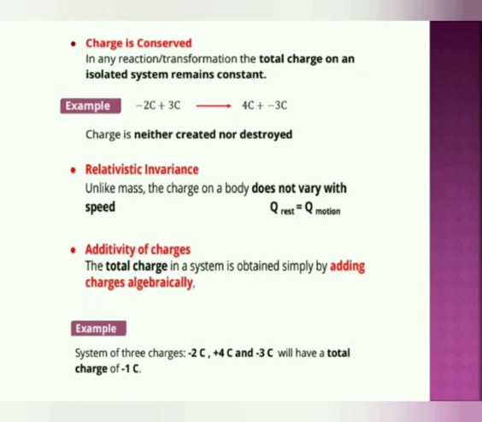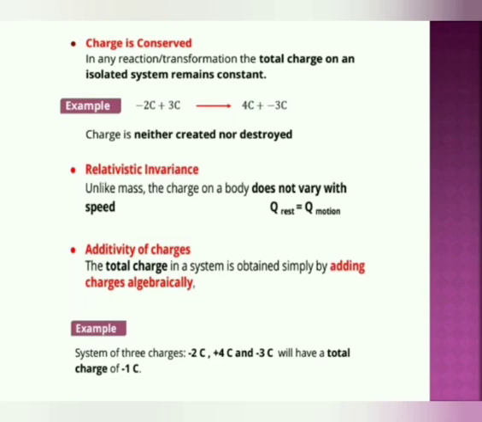The next property is relativistic invariance. Unlike mass, the charge on a body does not vary with speed. That is, q at rest is equal to q in motion. According to Einstein's theory of relativity, if an object moves at a speed comparable to the speed of light, its mass increases, but with charges it is not so. Therefore, they are used in hadron colliders to discover other fundamental particles.